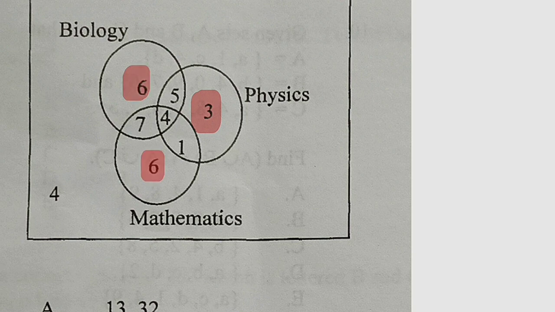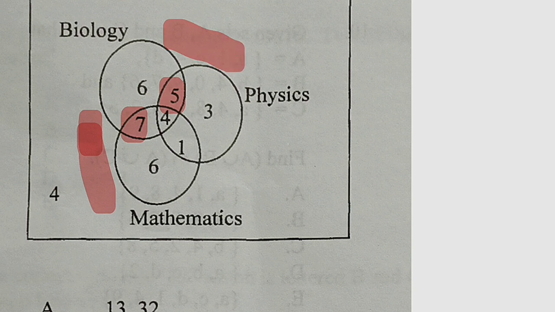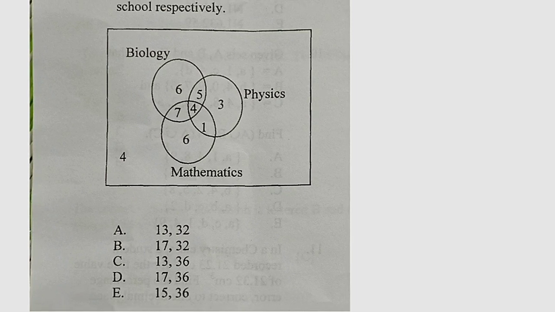The 3 here, 6 and 6, represent one subject only. So this is physics only, biology only, and mathematics only. But we are talking about at least 2. But you can see here we have 7 for biology and mathematics. We have 5 for biology and physics. And we have 1 for mathematics and physics. And we have 4 for all the 3 subjects. So we are concerned with 2 or more than 2. Therefore, we are going to add these 4 numbers together in order to find the number of students that wrote at least 2 subjects. It's a very simple question.